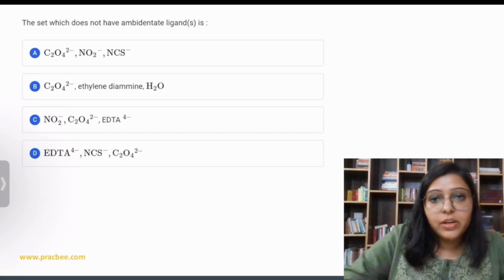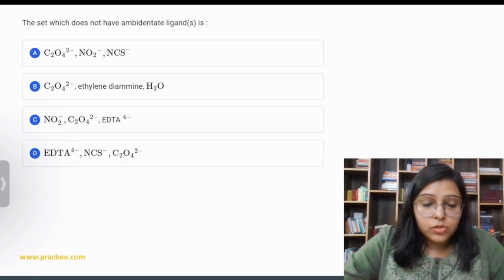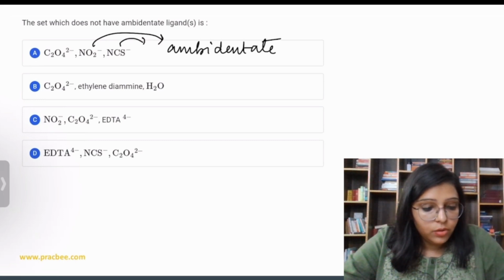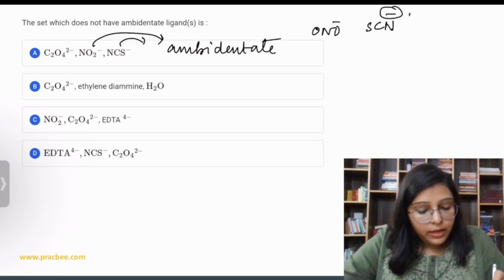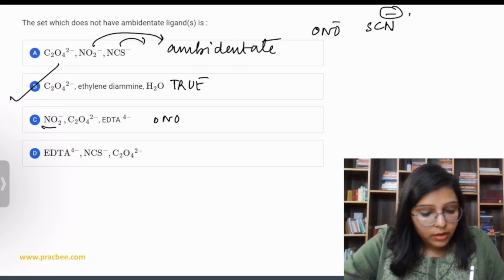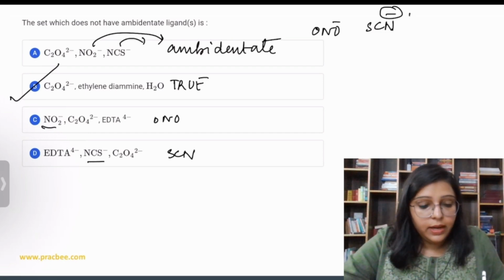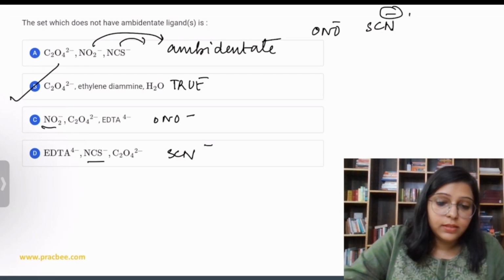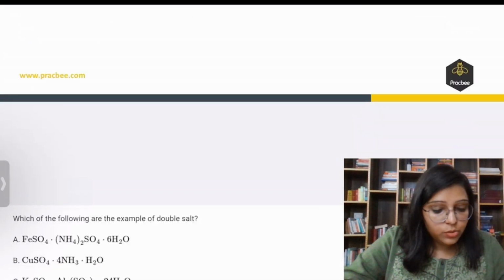The set which does not have an ambidentate ligand. So see here, NCS and NO2, they are ambidentate. ONO and HCl: here no ambidentate ligand, so this is the true answer. Here ONO again ambidentate. Here SCN again ambidentate. So it means option B is the correct answer. Okay, now let's do the next question.